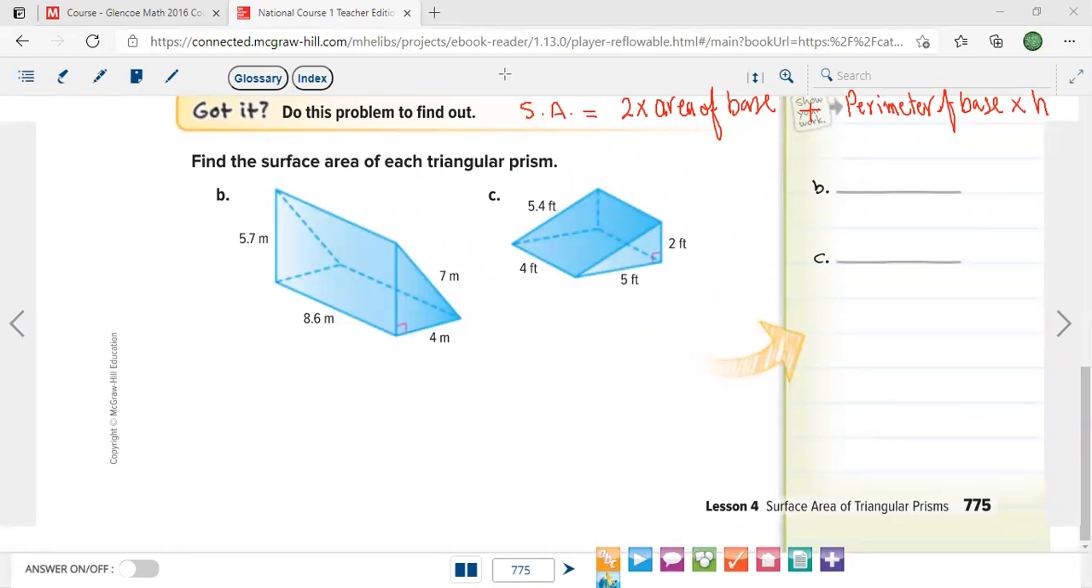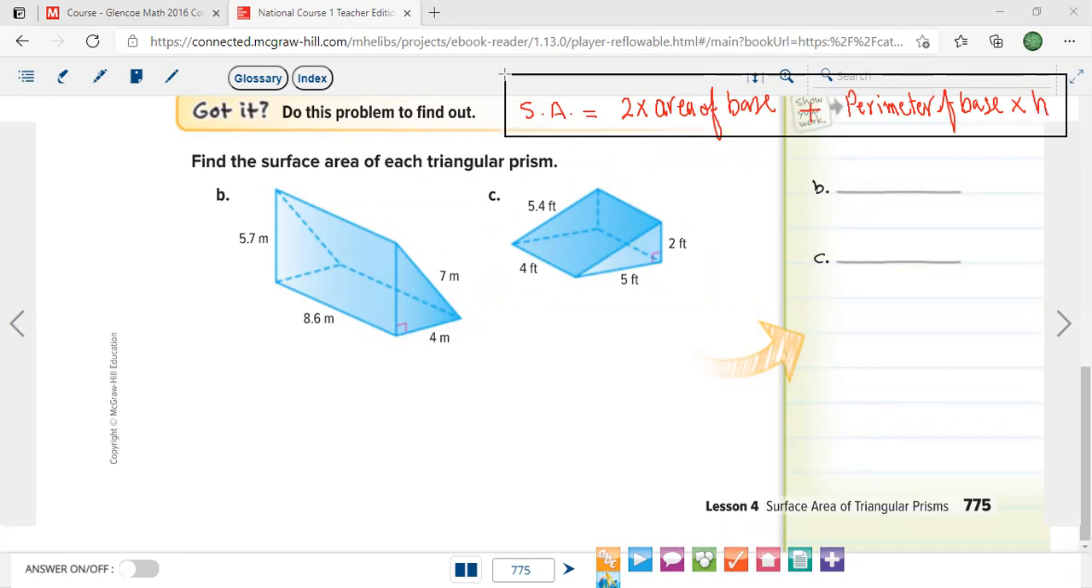Again, this is the rule that I'm using for this lesson. Surface area of the triangular prism: 2 times the area of the base, meaning the two triangles, plus perimeter of base, meaning the sum of sides of the triangle, multiplied by the height of the prism. Let's apply this rule and let's see if we can find out the surface area in problem B.